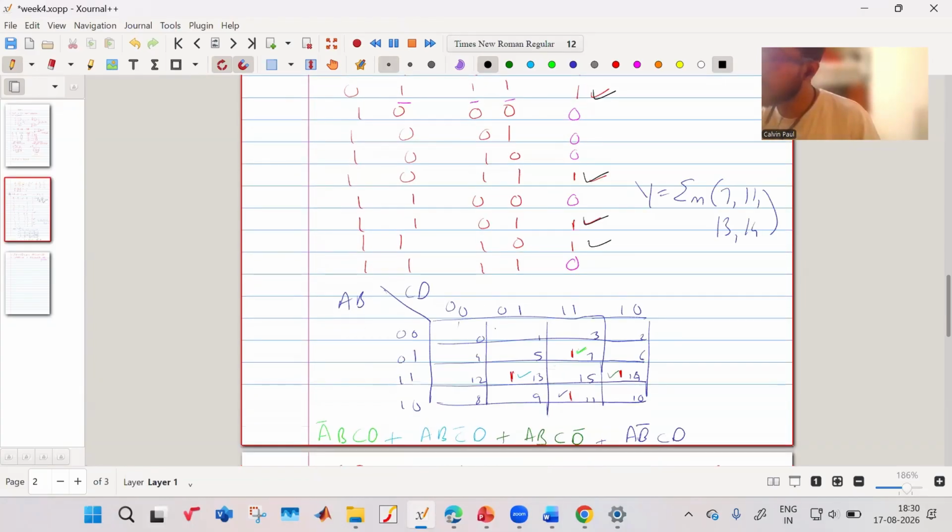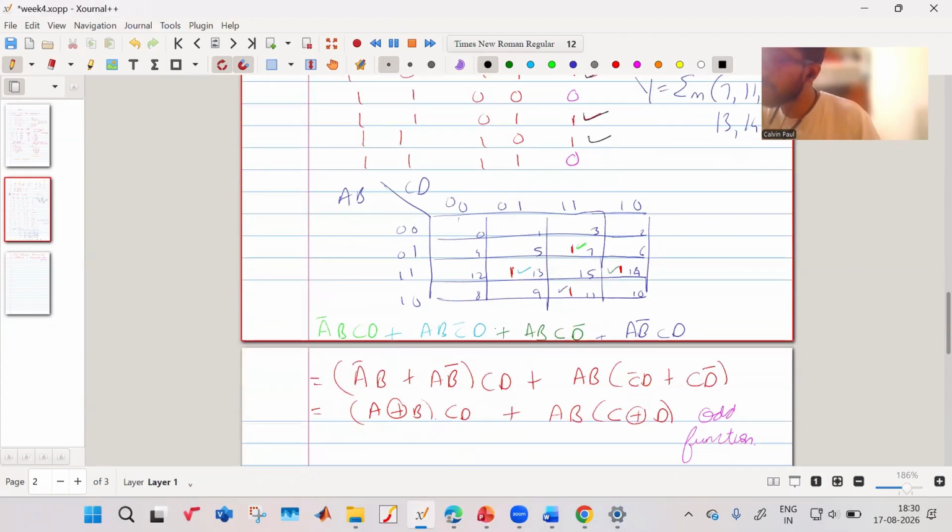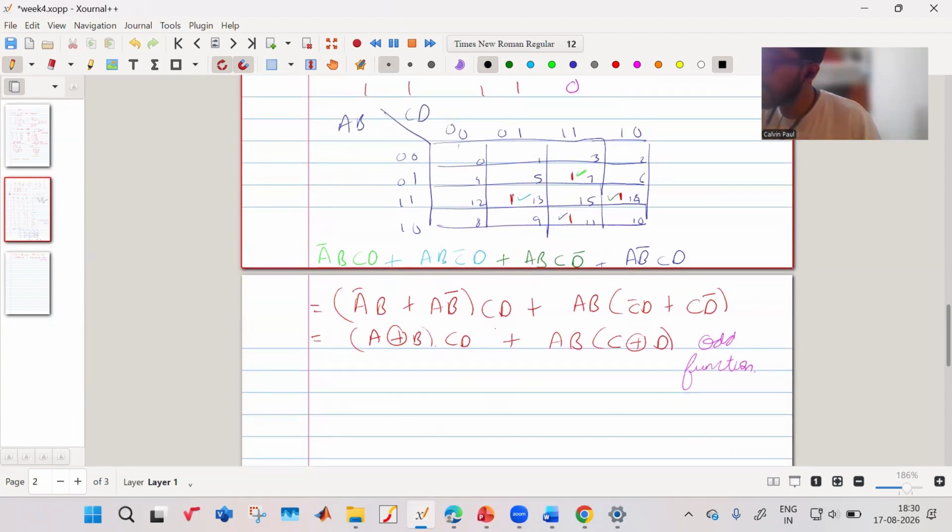Okay, and I foolishly assumed that we can use the K map and we can do minimization, but I was wrong. In such a case, K map is not that useful, because we are not able to do any grouping or any combining of the terms. It is not possible. So then I wrote the Boolean expression of it, and then we combined the terms, and we got it as A XOR B CD plus AB into C XOR D.